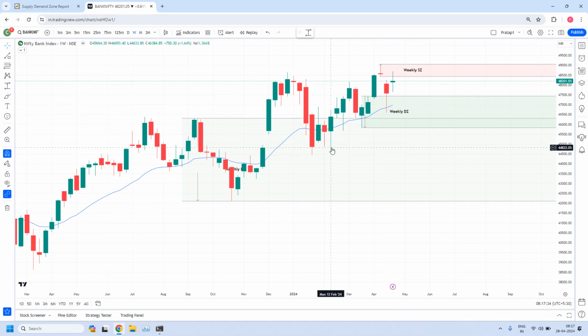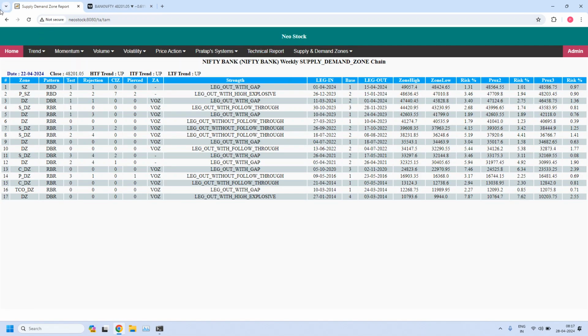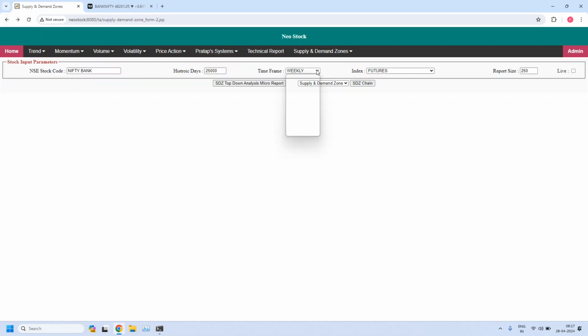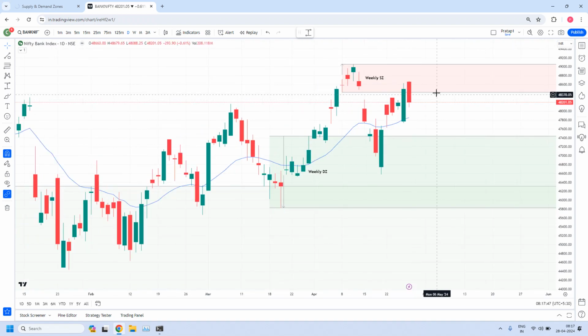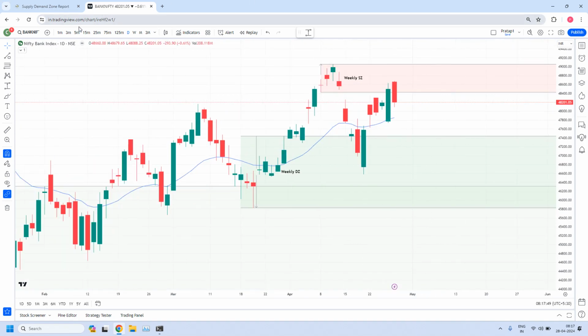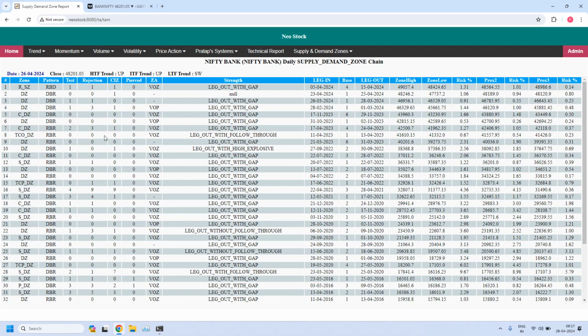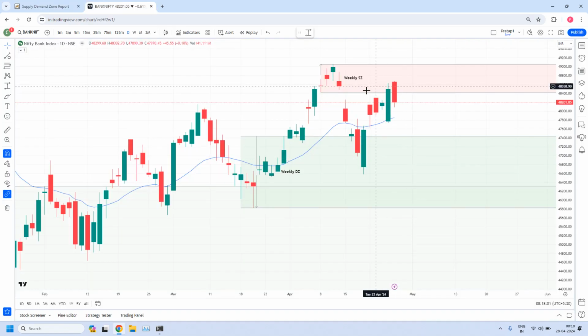Now let's move on to the daily time frame. So I am changing the time frame to daily, and here also daily time frame. In the daily time frame, we have a high liquidity supply zone. So here we have a high liquidity supply zone.